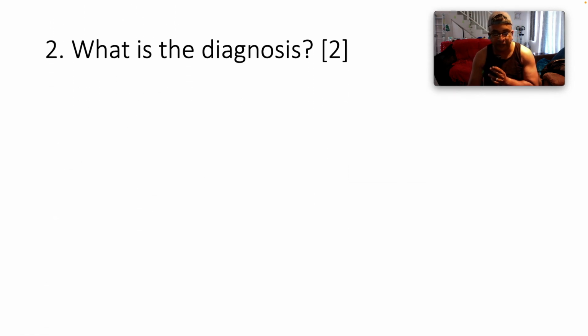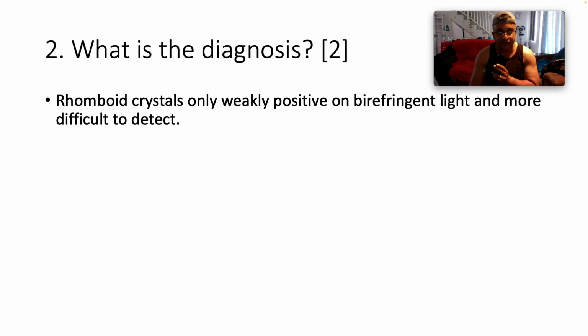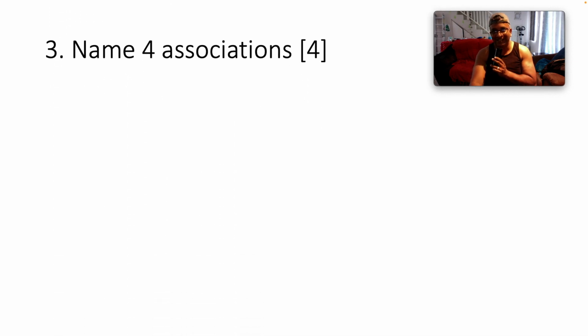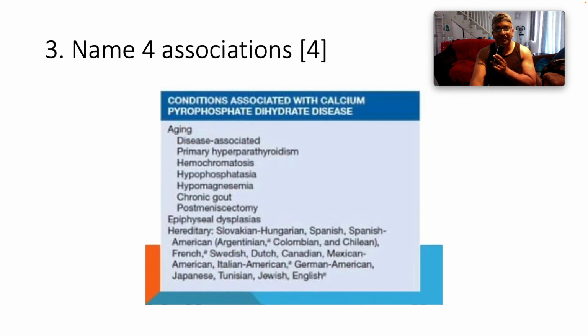So what's the diagnosis here? Undoubtedly, rhomboid crystals, only weakly positive birefringent light, more difficult to detect. This is pseudogout or calcium pyrophosphate dihydrate deposition disease, CPPD. Name 4 associations with pseudogout or CPPD, which is calcium pyrophosphate dihydrate deposition disease.